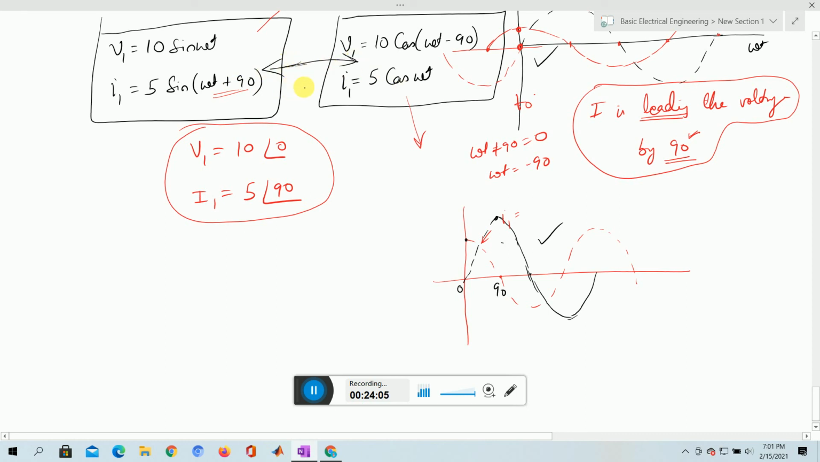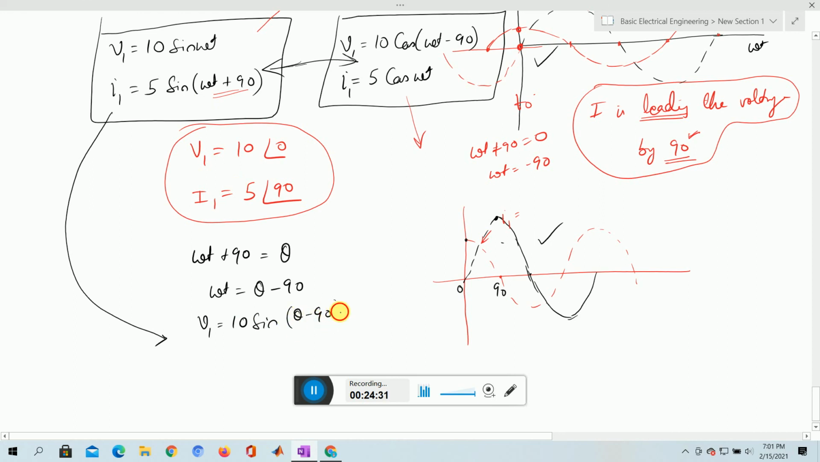Another thing I was saying, if you want a current waveform as a reference, suppose somebody says omega t plus 90 degree is equal to theta, and they want to change the variable from omega t to theta. So what is omega t? Omega t is theta minus 90 degree. So I can rewrite this entire equation as V1 equal to 10 sine of theta minus 90 degree, instead of omega t, and the current I1 as 5 sine of theta. So I have this equation converted from the previous one.